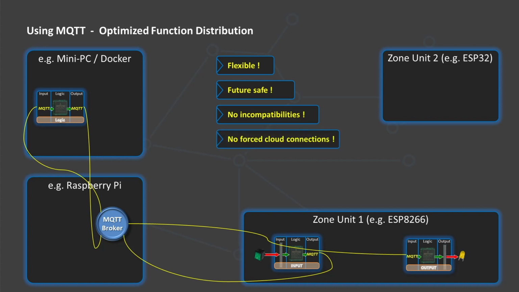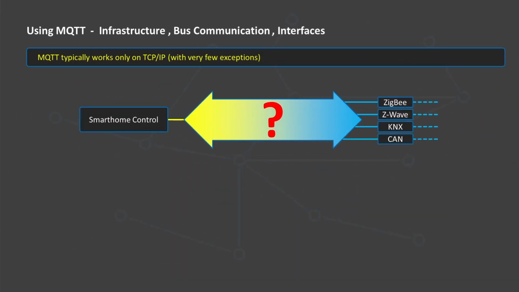Forced cloud connections would be absolutely not necessary. We would no longer have to depend on fixed ecosystems that potentially stop their functions or services at any unexpected time. This brings us to the next problem, the bus technology. MQTT typically works only on TCP/IP with very few exceptions. When we use other types of physical connections like Zigbee, Z-Wave, KNX, CAN and so on, it will be a little more difficult. How should we integrate those into our home automation system?